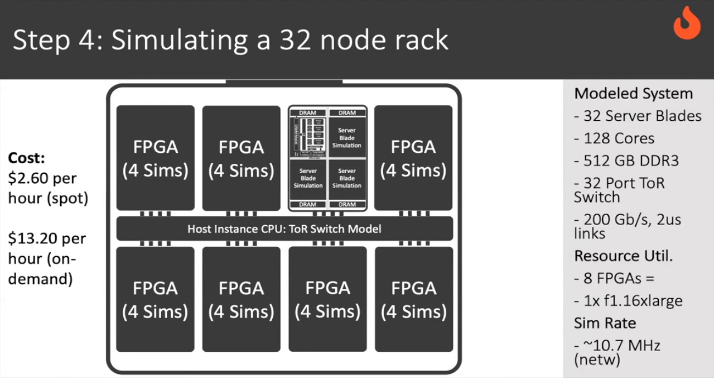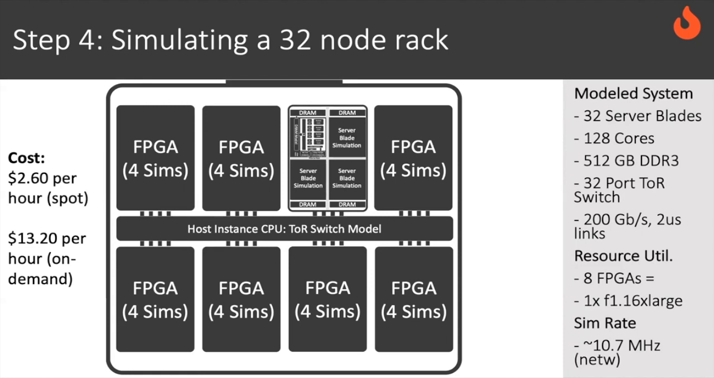So now each of these simulations will synchronize with this top of rack switch model to get this globally synchronized 32 node sort of cluster scale or rack scale simulation. And even at this rate, we can still run this pretty fast, still 10 megahertz, still 100 to 1,000x faster than a software simulator of a single node. Now, again, we want to keep scaling out. How are we going to do that?